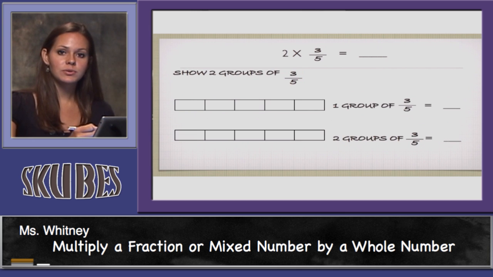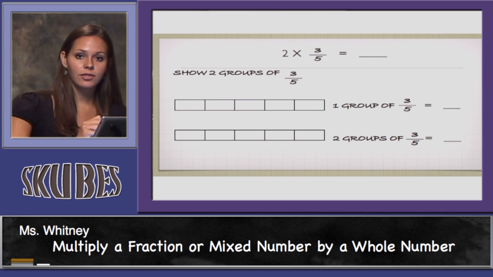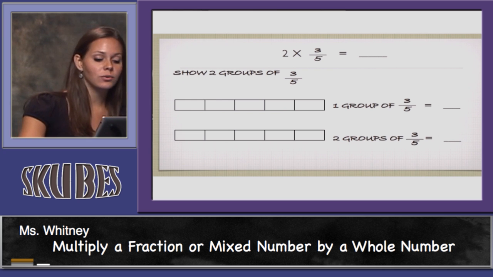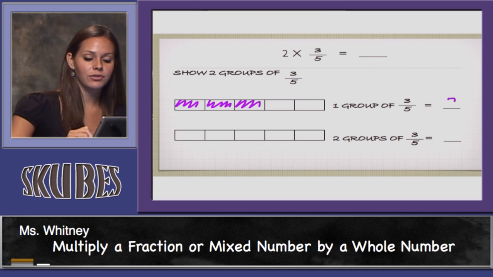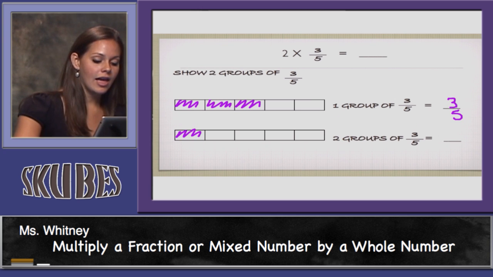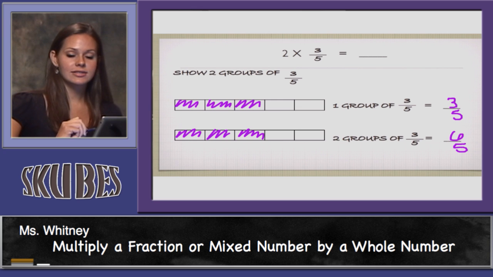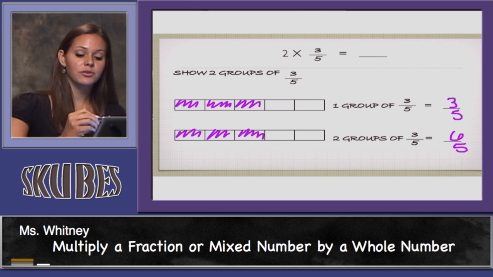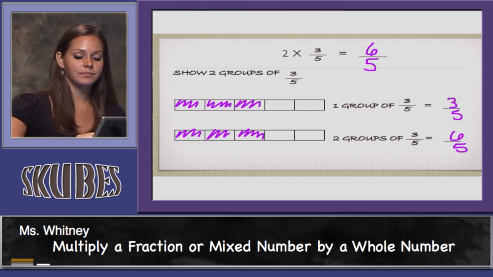Now let's look at 2 times 3/5. 2 groups of 3/5. We're going to show 2 groups of 3/5. Here's our first group. One group of 3/5 is equal to 3/5. And 2 groups is a total of 6/5. So 2 times 3/5 equals 6/5.